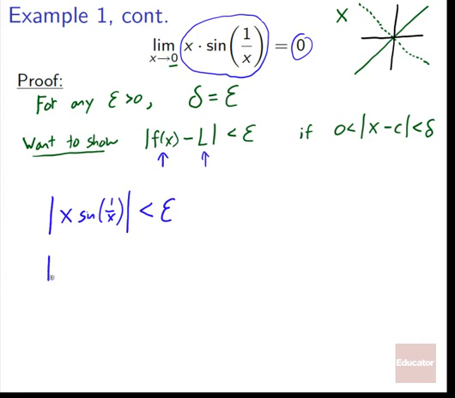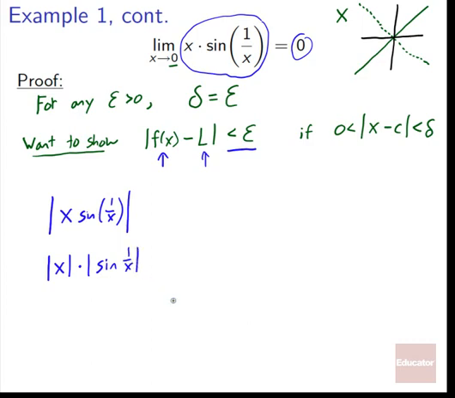So we have that this thing right here, oh, we don't know that it's less than epsilon. What we want to show is that it comes out to be less than epsilon. We will work towards showing that. Sorry about that. So the absolute value of x times sine of 1 over x, well, that's just the same thing as the absolute value of x times the absolute value of sine of 1 over x.